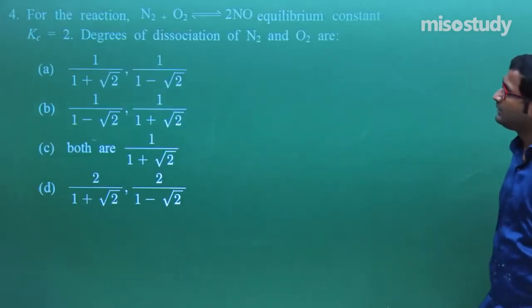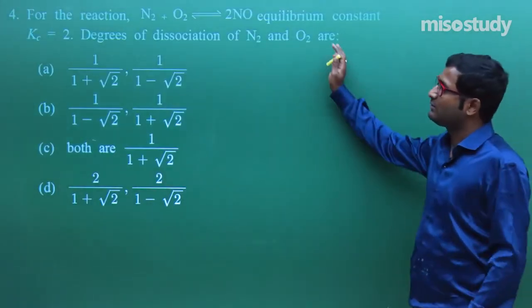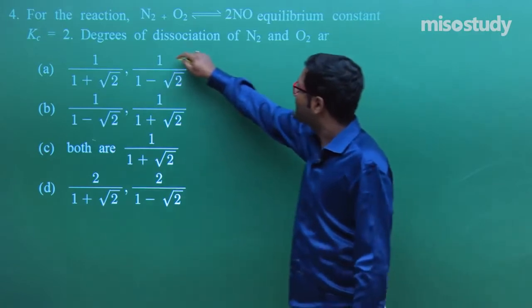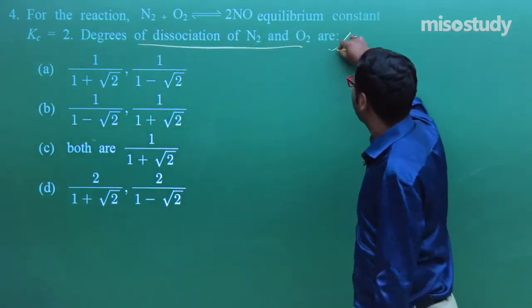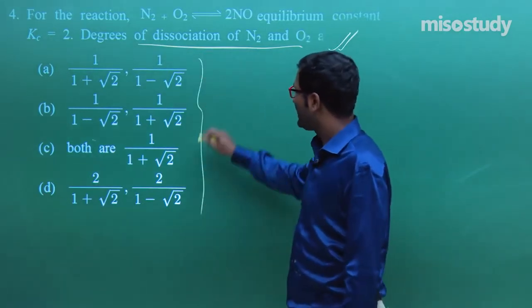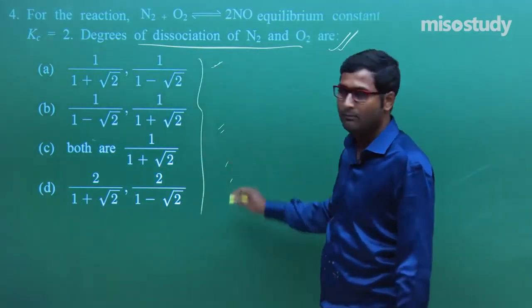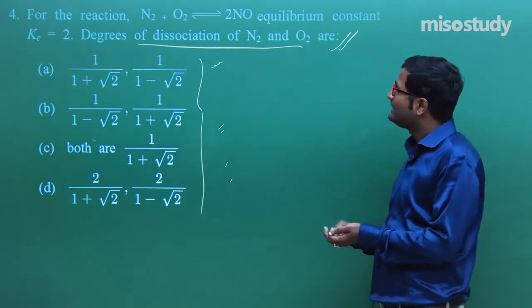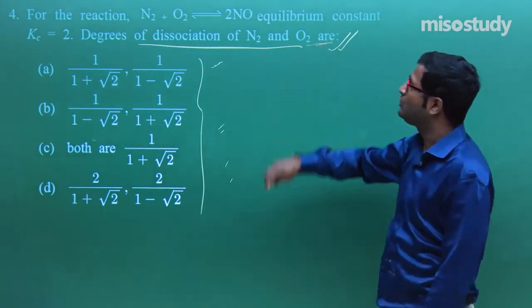Now look at this one of the simplest questions. What is given? The degree of dissociation of N2 and O2. I am giving you a chance to solve this question at home. Still, I will give you some clue: the degree of dissociation of N2 and O2.